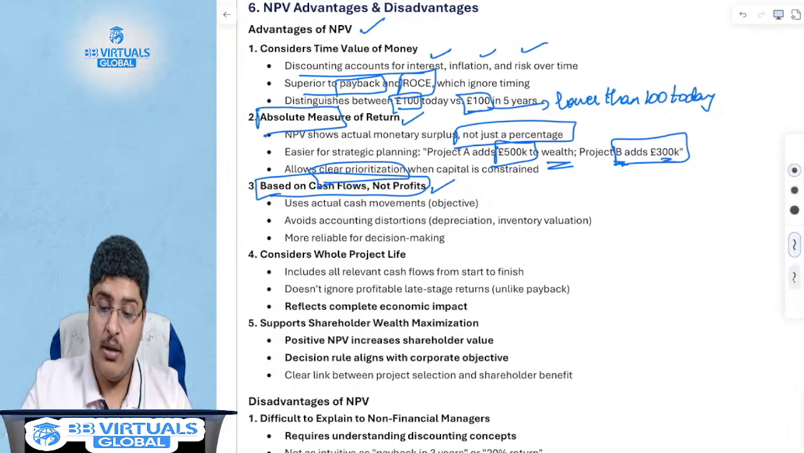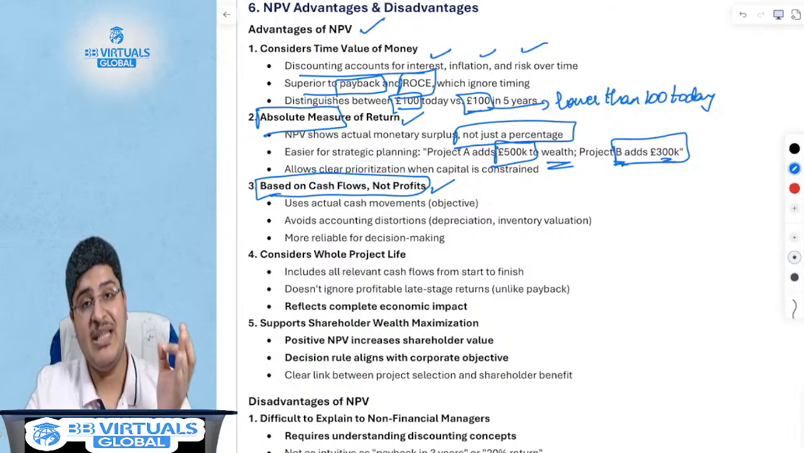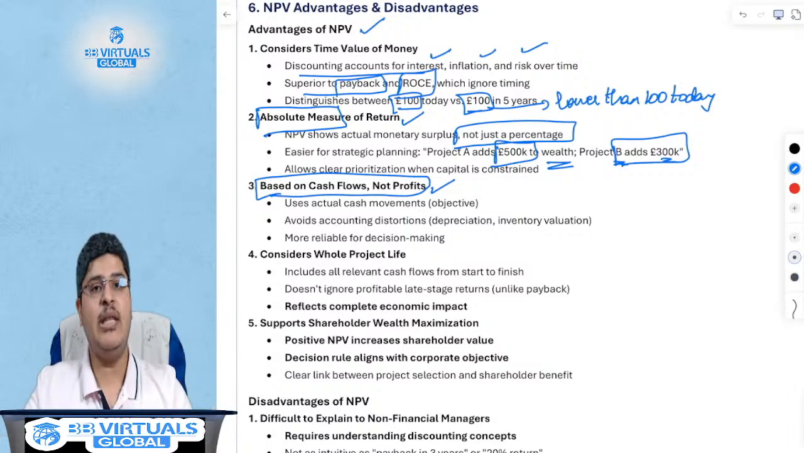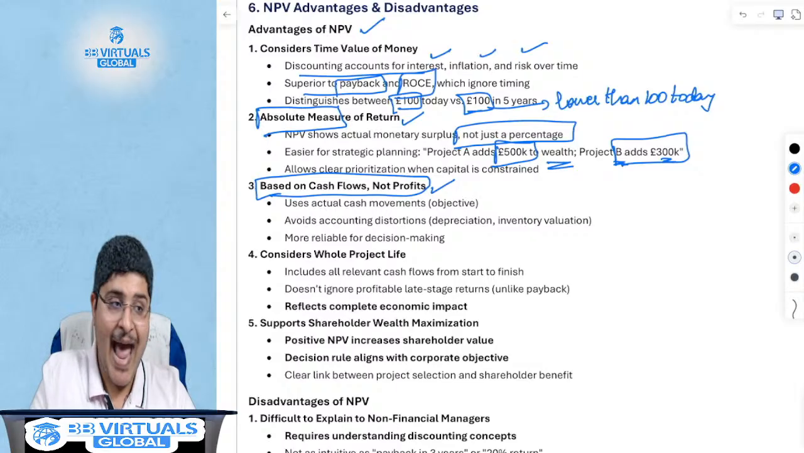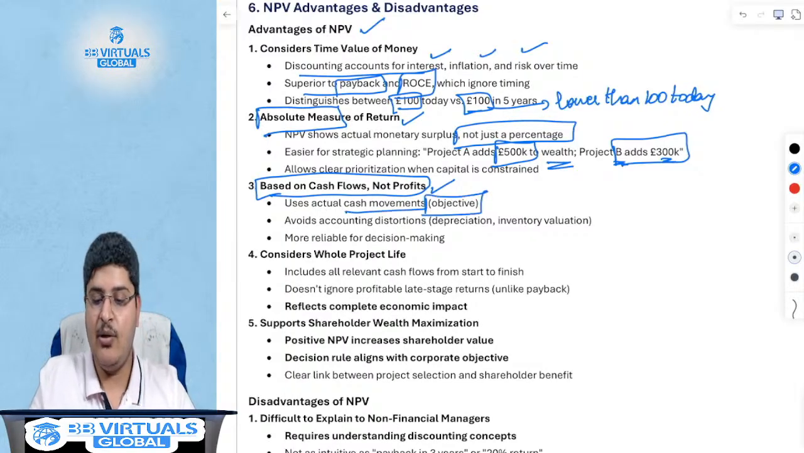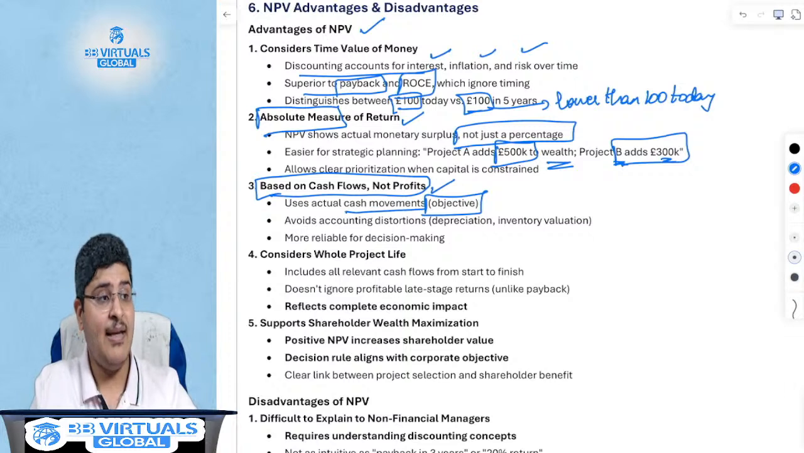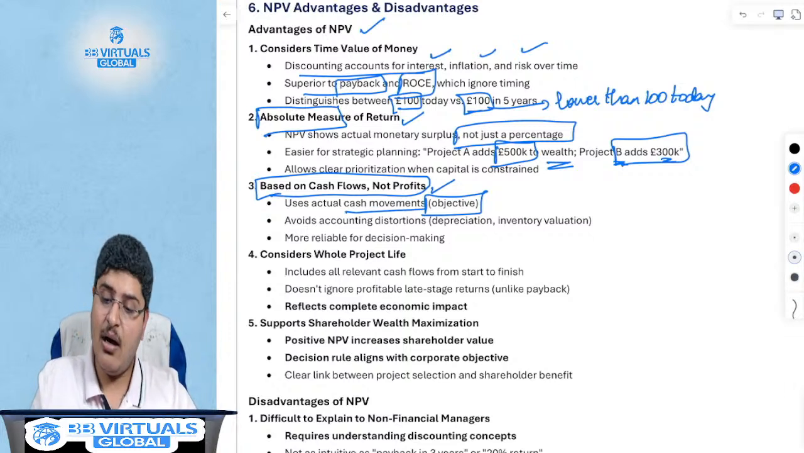If you remember, the ROCE method was the only method that was based on profits. All the other methods, including the payback period, are based on cash flows. And I had given this analogy to you in the last lecture as well, that profits are just opinions, but cash flows are facts. Profits are like the promise by your parents to give you 20,000 rupees next month. But cash flow is factually what you have in your hand today. So it uses the actual cash movements and it avoids the accounting distortions.